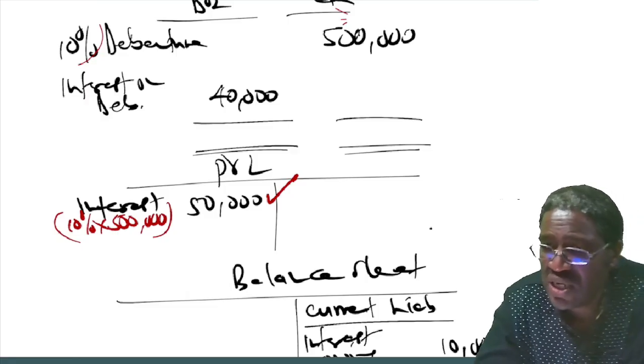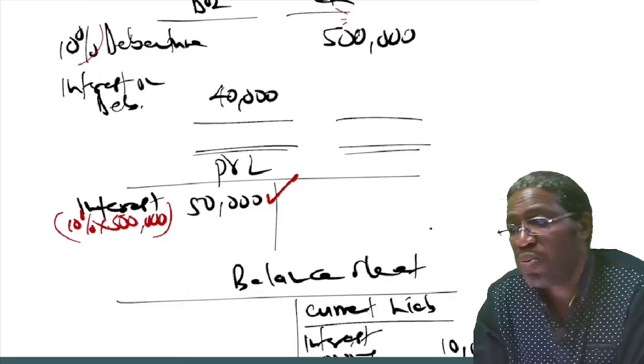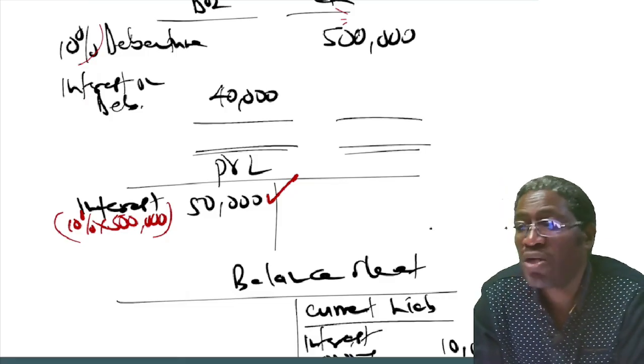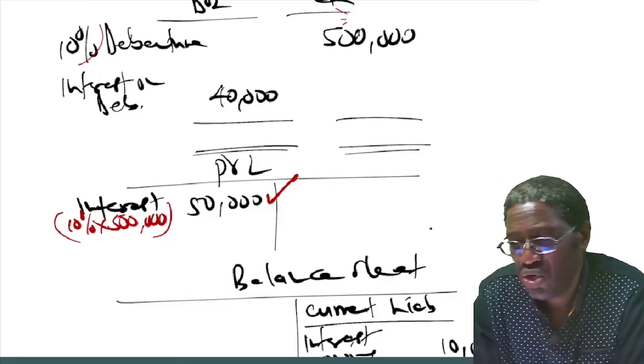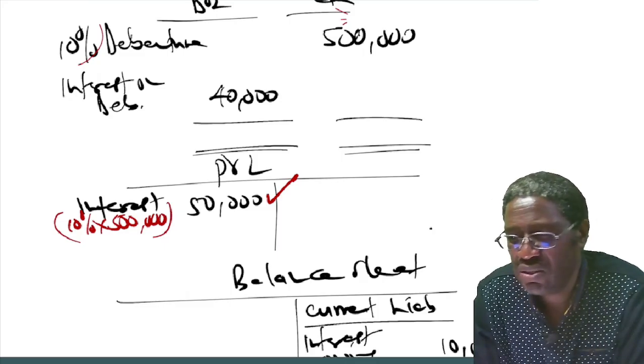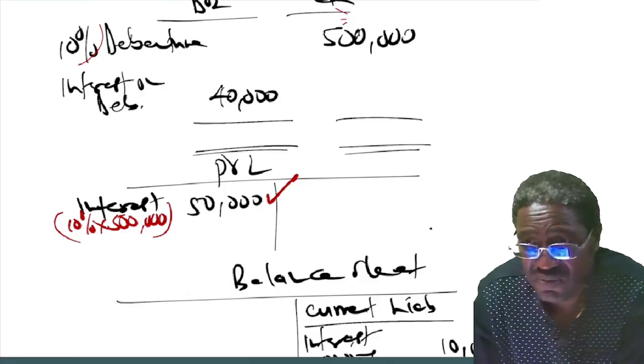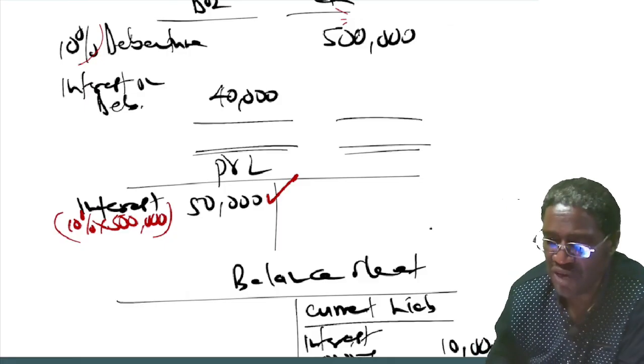Why did we take 10% of 500,000? Because the rule says you prepare your financial statements on accrual basis. You recognize costs when they are incurred, but not when money is paid. So in the income statement, you will have that 50, 10% of 500.